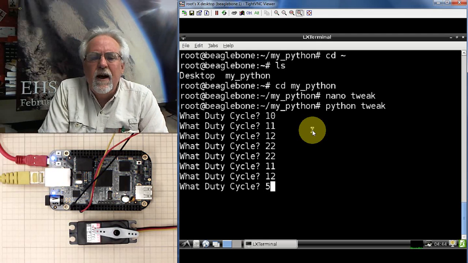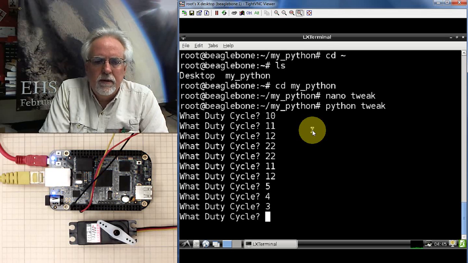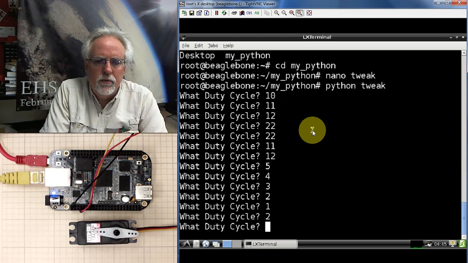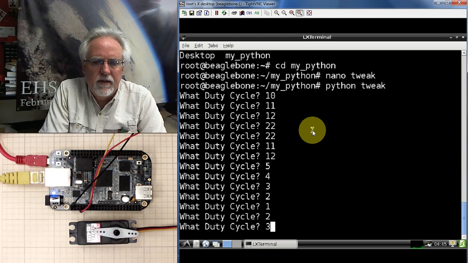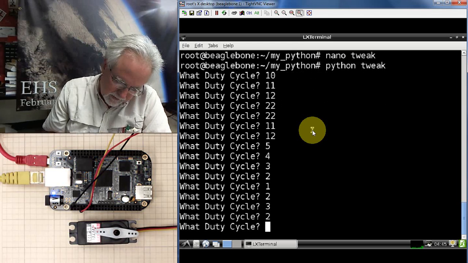So we said 5 would be about close. 5% should be about a millisecond. Look at that. That's not quite close enough. Let's go 4. Yeah, that goes a little further. 3. Yeah, that's a little further. 2. That's a little further. 1. No, 1 was too far. 2 puts us full left, and then 3 comes back a little bit. 2 is full left.